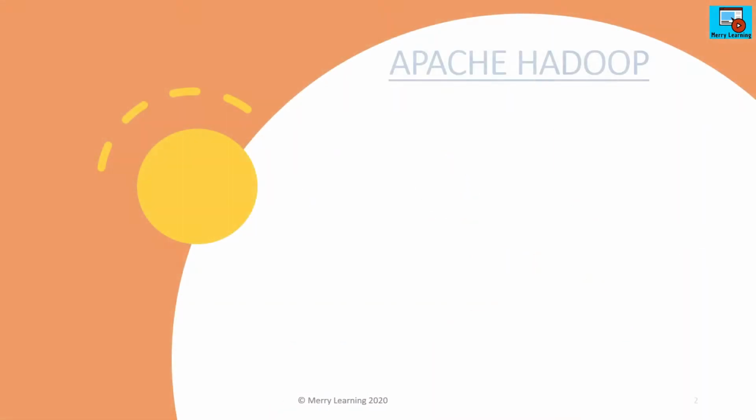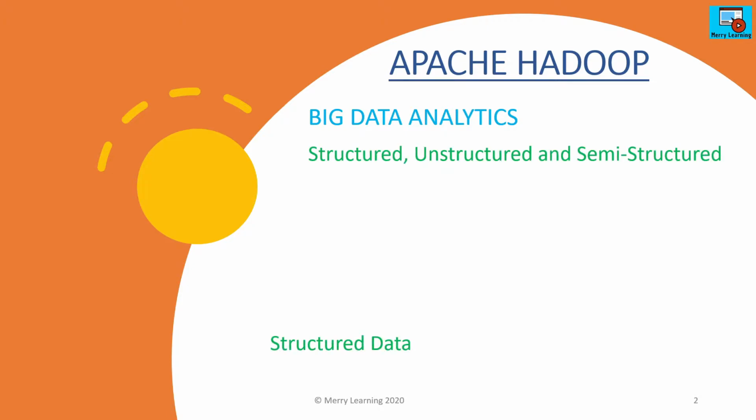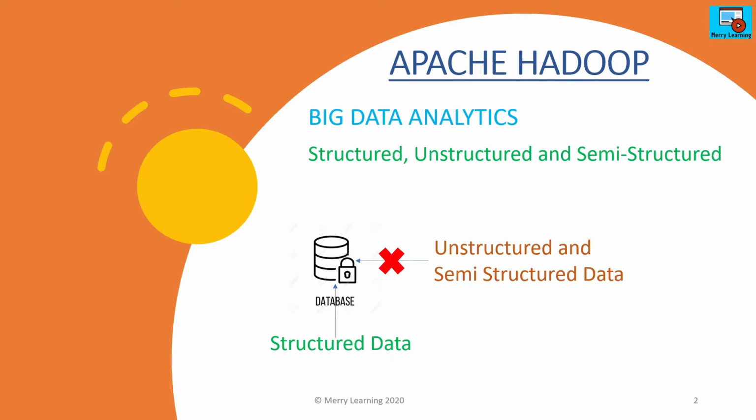In the previous session, we understood what big data analytics is and the limitations that were existing at the time when the need for big data analytics came up. Big data has structured, unstructured, and semi-structured data. For structured data, we can use databases for storage, but this can't be done for unstructured and semi-structured data. Even then, since there is a huge volume of data, we will require a lot of DB racks, which will make the infrastructure very costly.